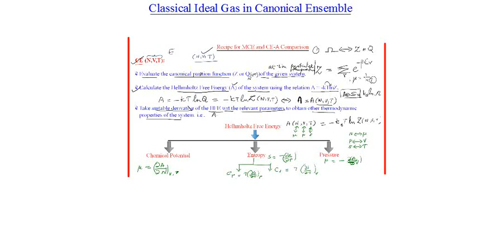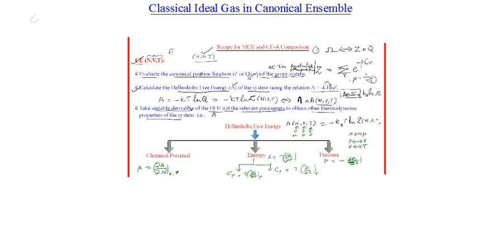Okay, so we were deriving the thermodynamics of classical ideal gas by considering the system as a member of the canonical ensemble. So in the first part of our lecture, we had obtained the partition function Qn for the system.